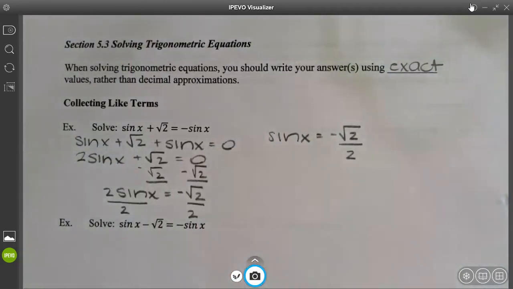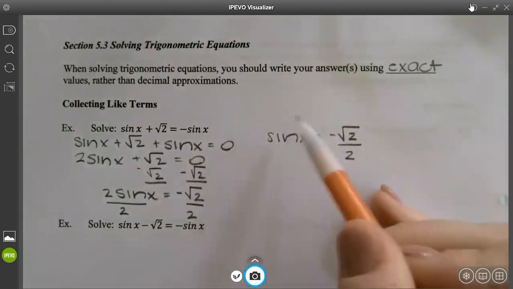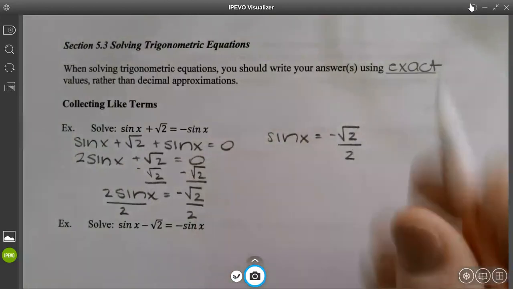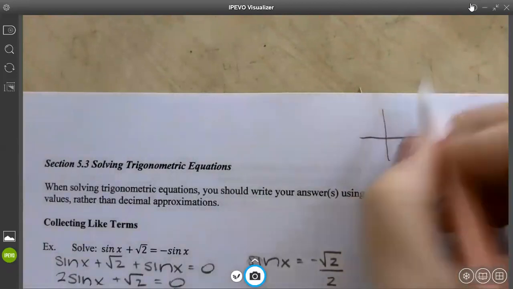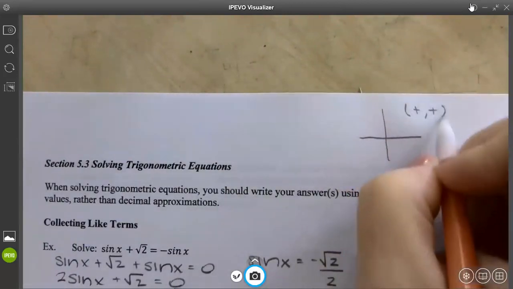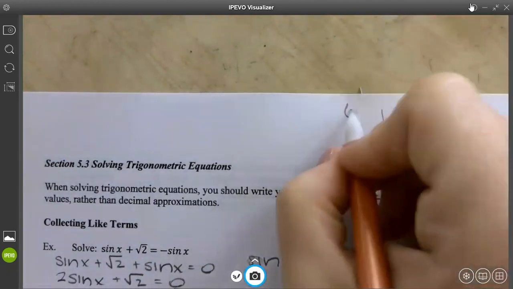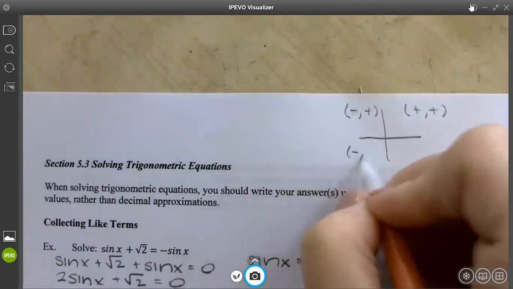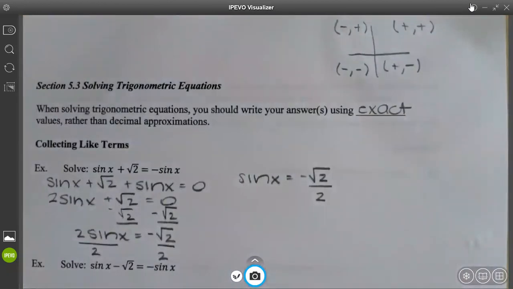Where have we seen that? On the unit circle. Yay. So where is it on the unit circle? Think about sine. What value has to be sine? Your y coordinate has to be a negative square root of 2 over 2. If we think about our coordinates, these are positive, this is negative, positive, negative, negative, positive, negative. And they're at the 45s, right?